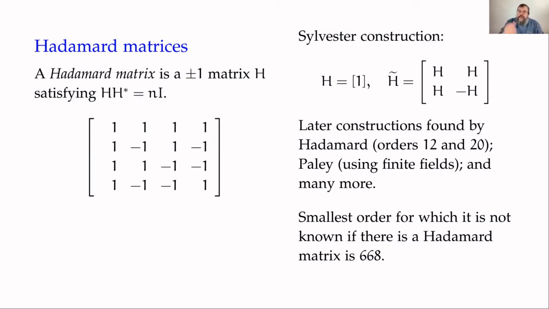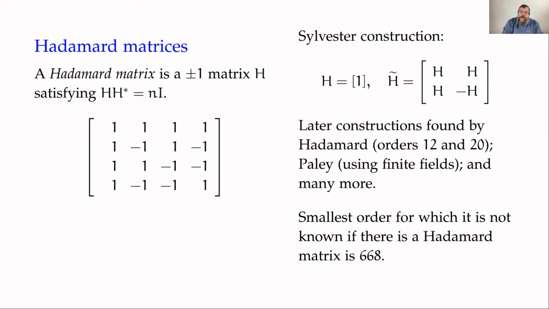So Sylvester had a nice construction. Suppose you start with just a simple Hadamard matrix. You can actually start with just a 1 by 1 matrix, which is 1, and then you can build it up, doubling its dimensions, where you do H, H, H, minus H. And of course, you can keep going. So now you have all the powers of 2.